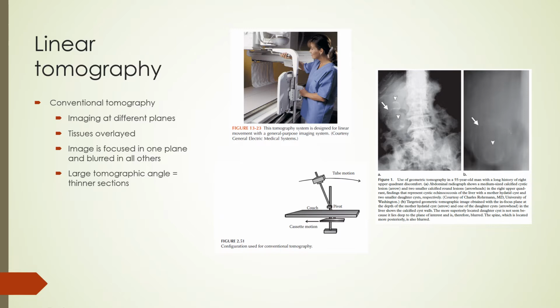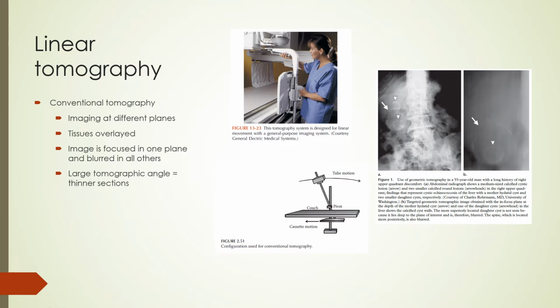The top image shows a tomographic attachment to a radiographic system. The two images to the right are of an abdominal radiograph and a conventional tomography image with desired focus plane shown. There are some features of note in tomographic imaging. The farther an object is from the focus plane, the more blurred its image will be. The larger the tomographic angle, the thinner the tomographic section.